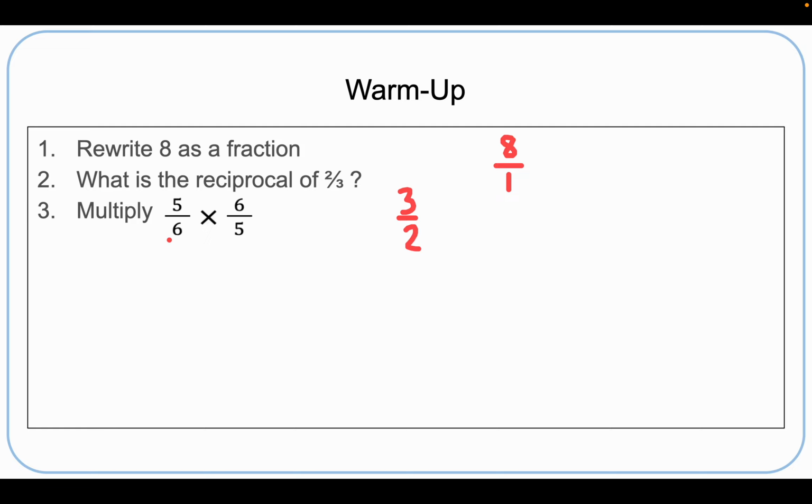And lastly, multiply 5/6 by 6 over 5. So there's a couple ways we can do this. We could just multiply right across and say it's 30 30ths. Or what would be better or easier would just be to cancel out some of our factors, and you'd end up with 1 over 1 times 1 over 1, which is 1 over 1, also known as 1.